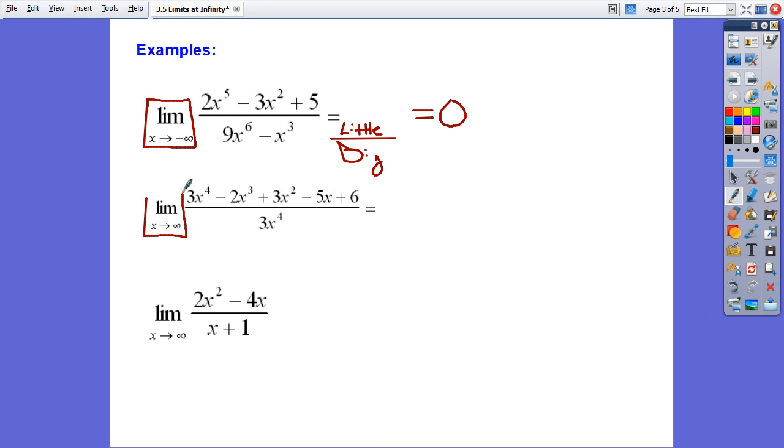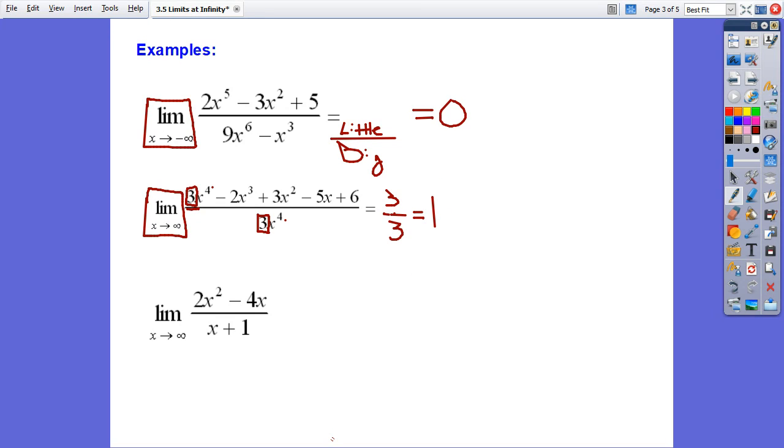Looking at the second one, the limit as x approaches infinity. What do we look at? Degrees. What's the degree of the numerator? 4. What's the degree of the denominator? 4. If the degrees are the same, what do we look at? Leading coefficient. So 3 over 3, and then hopefully you just simplify that best you can, and so that would come out to be 1. So our value for that limit is 1.